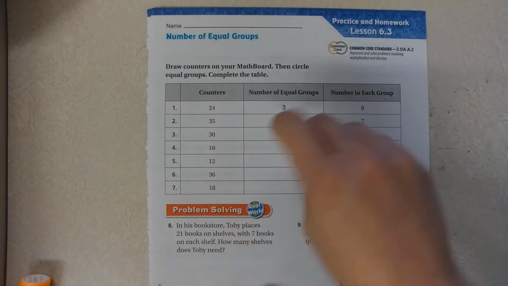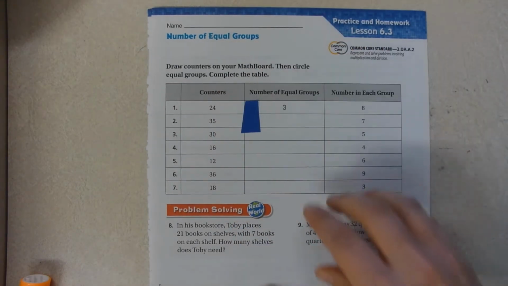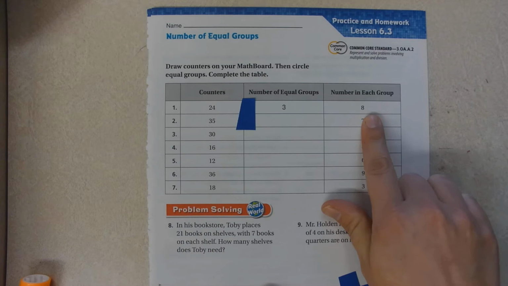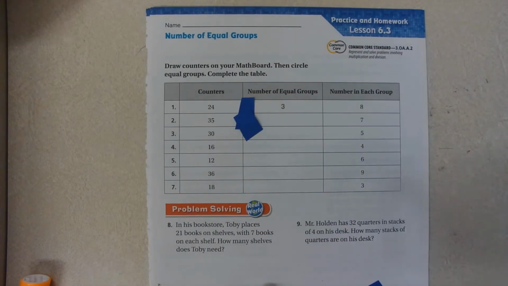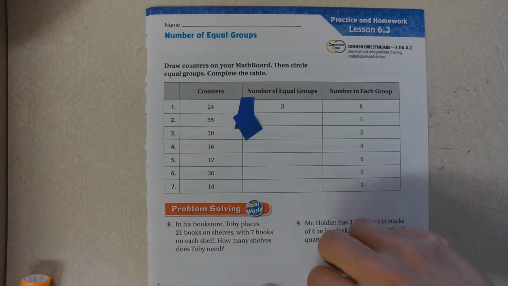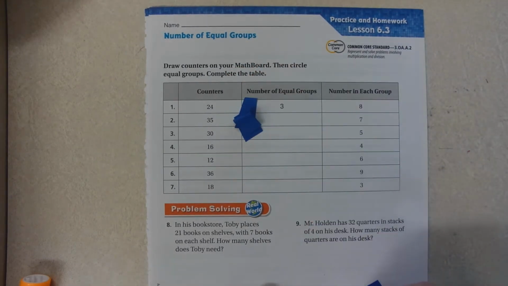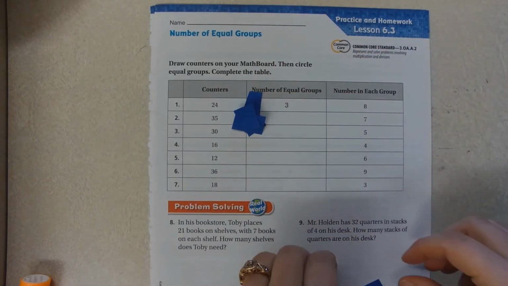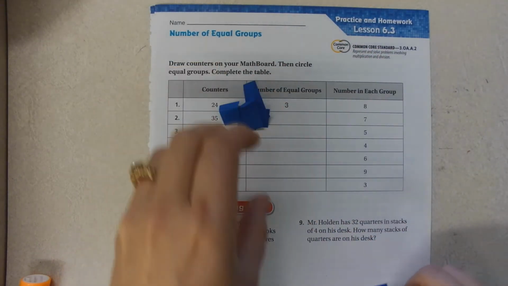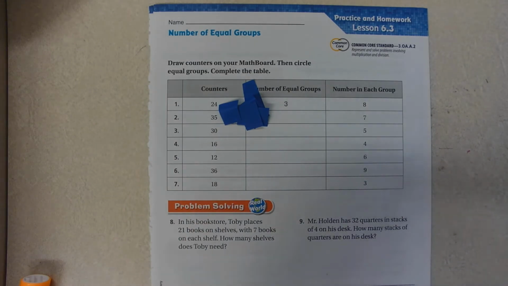I have a total of 24. And I'm going to put them in groups of 8. So 1, 2, 3, 4, 5, 6, 7, 8.